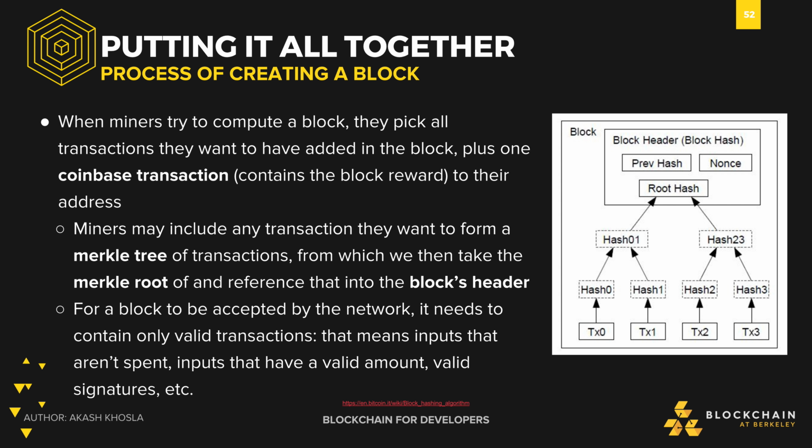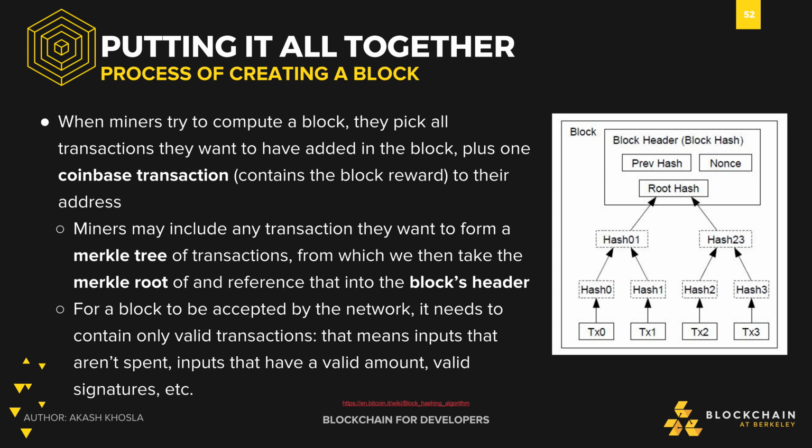When miners try to compute a block, they pick all the transactions they want to add to the block, plus a Coinbase transaction that contains the block reward to their address. This gives them a reward so that they are incentivized to use hardware and electricity to mine in the network. Remember, mining is just verifying transactions by doing a proof of work puzzle. Miners may include any transactions they want to form a Merkle tree, from which we take the Merkle root and reference it in the block's header.